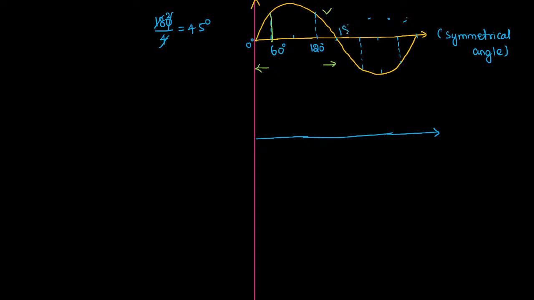break. It will start from 0, first 60, 60 plus 60 is 120, 120 plus 60 is 180, 180 plus 60 is 240, 240 plus 60 is 300, 300 plus 60 is 360.